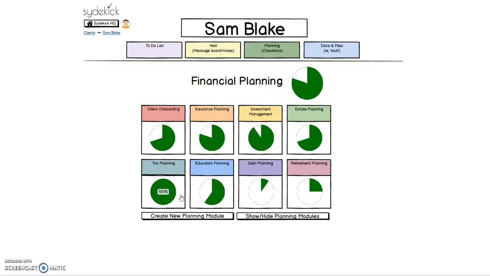We now see that tax planning is complete, as well as the current progress for each of the other planning modules. At the top, we see overall financial planning progress for Sam. Not every advisor engages in all areas of financial planning. To keep things practical, we have the ability to hide planning modules we don't intend to use. Additionally, if we have a unique element of our practice and want to build a custom checklist, we can do that by adding a new planning module.